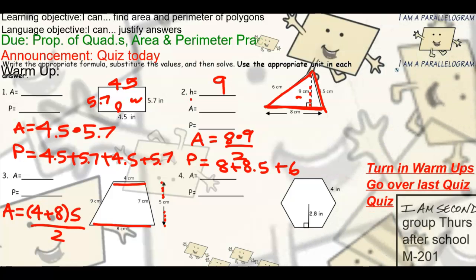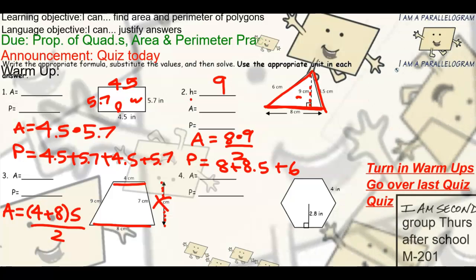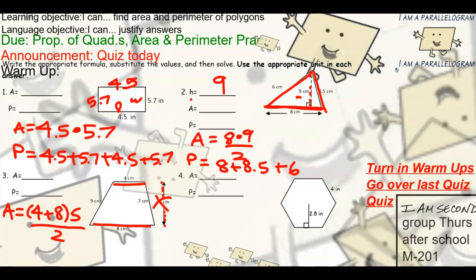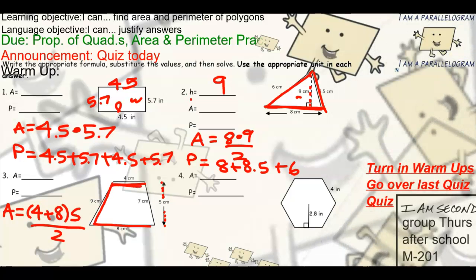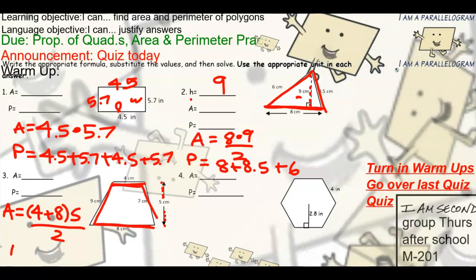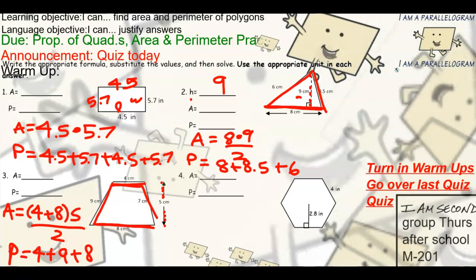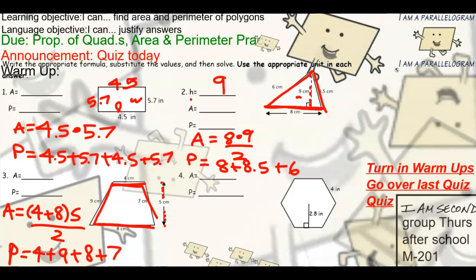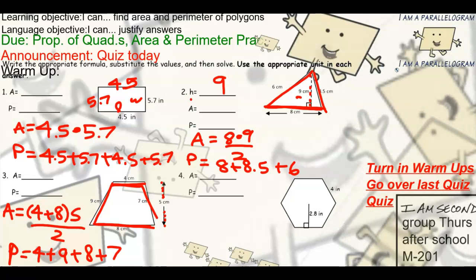Now once again, for perimeter, is everyone with me? I don't care about 5. 5 is not on the edge. It's a height, so you're only adding the 4 sides that are actually on the edge. So 4 plus 9 plus 8 plus 7. Could you add those up? Hypothetically speaking. Now, last one.